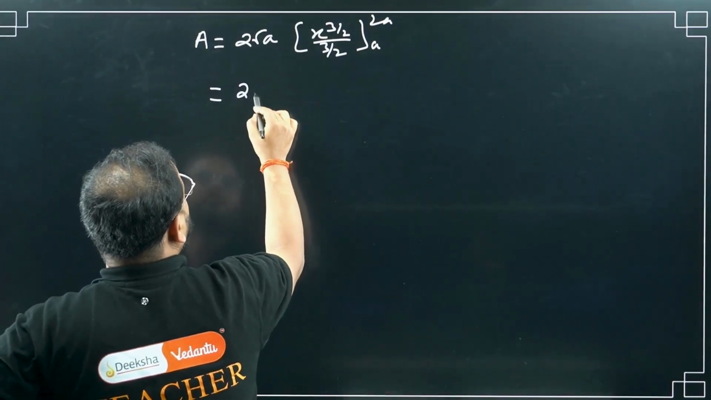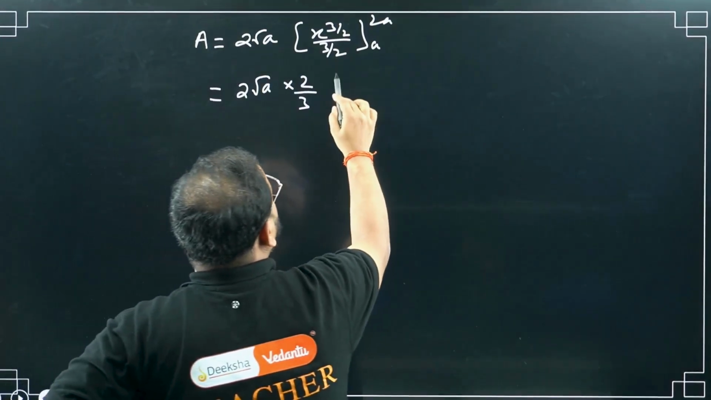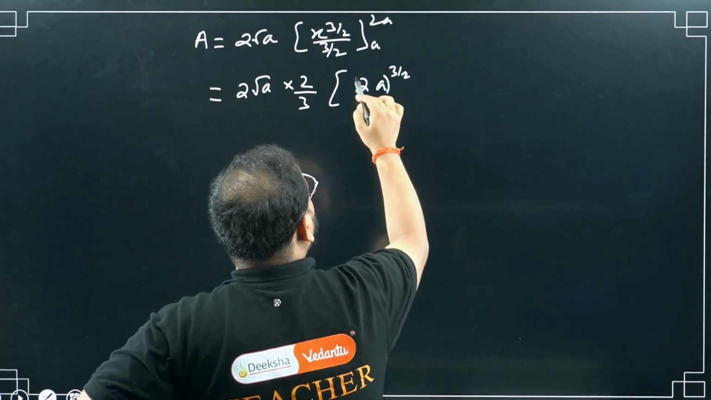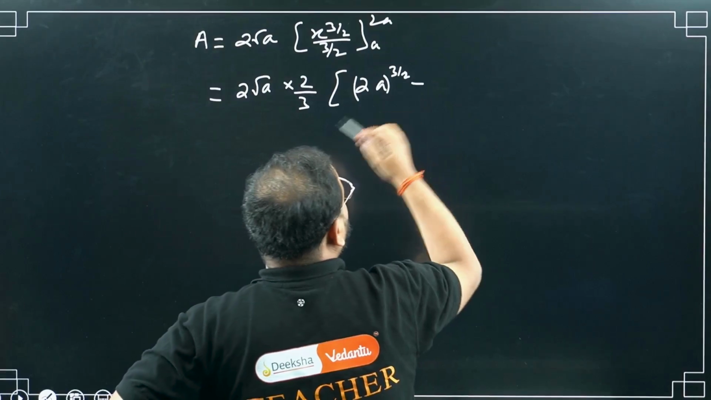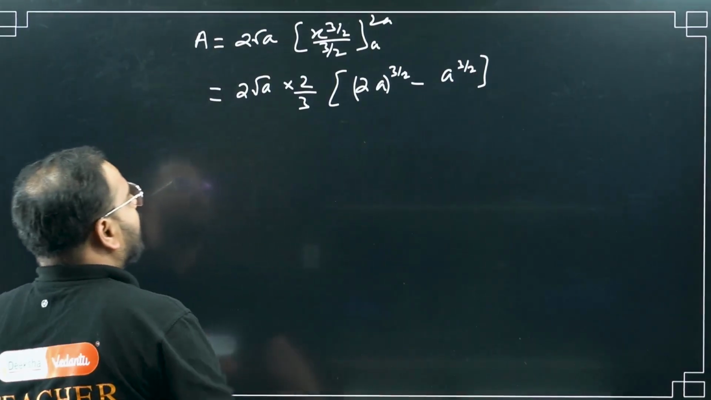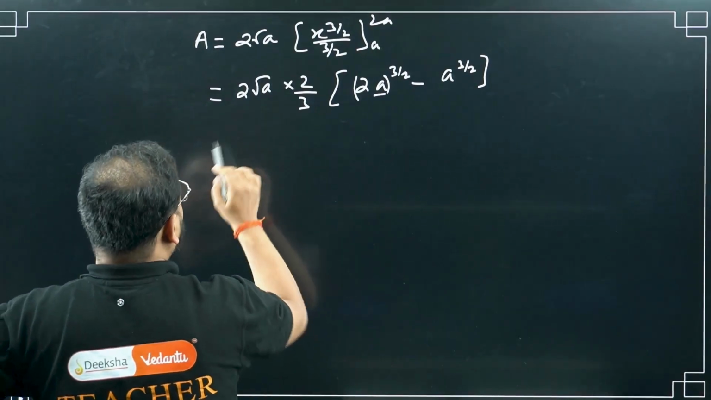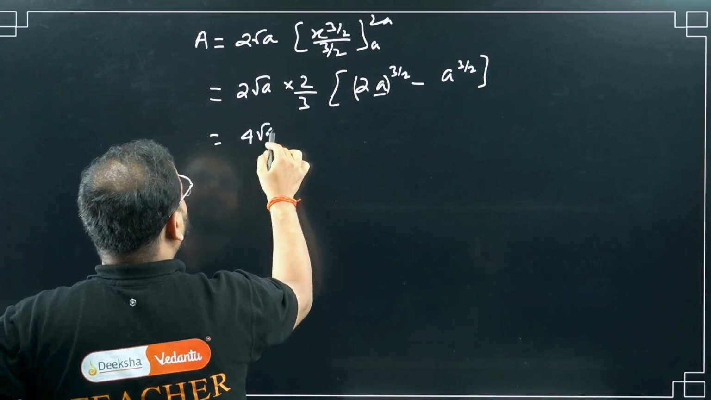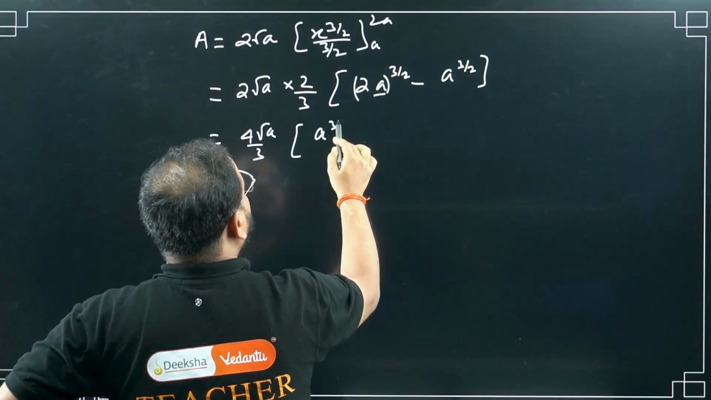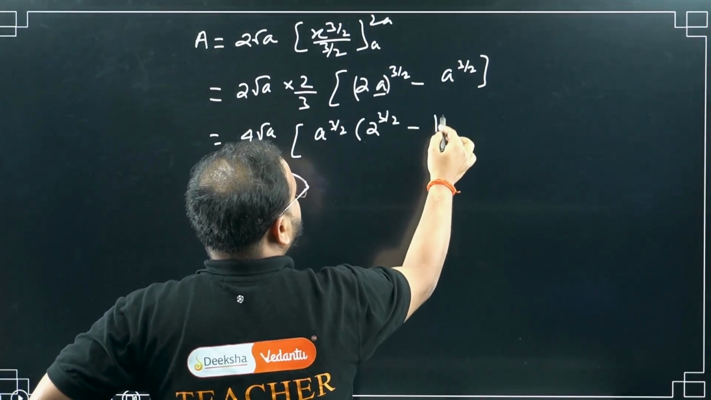I'm going to get this as 2 root a, multiply this 2 over here, 3 will come in the denominator. Write this with 2a to the power 3 by 2, the whole thing, minus, for the lower limit, we will get a to the power 3 by 2. Now I can take something common here. A power 3 by 2 is there in both the terms, so I can take it common. It will become 4 root a by 3. I'm taking a power 3 by 2 common. What's left in this case? 2 power 3 by 2 minus, nothing is left, so 1.